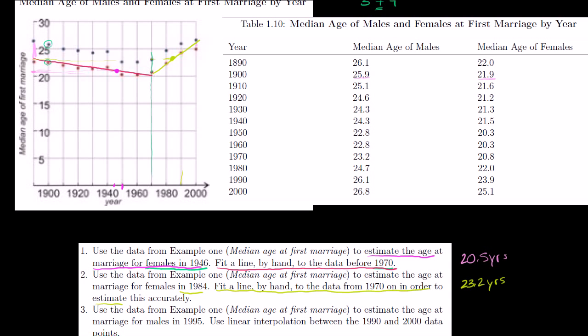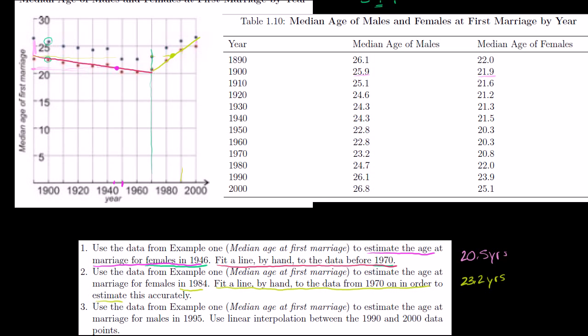Now part 3, use the data from example 1 to estimate the age at marriage for males in 1995. Use linear interpolation. Now we're going to do a more direct form of interpolation. We're not going to fit a line. We're going to use linear interpolation between the 1990 and 2000 data points.